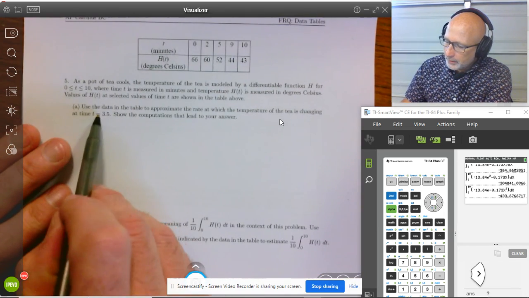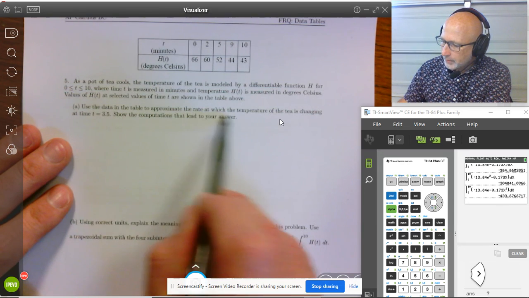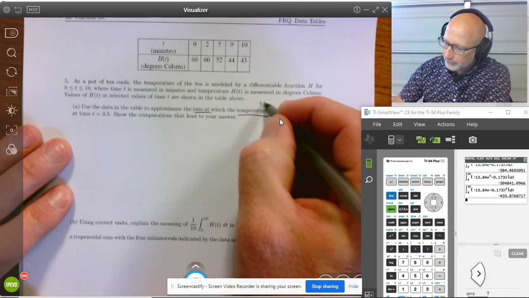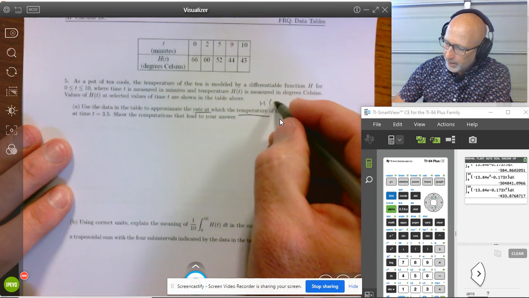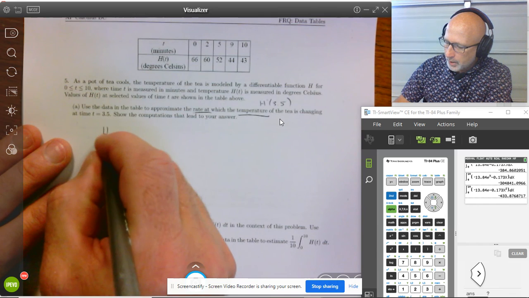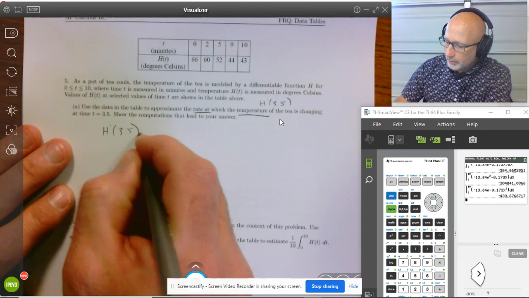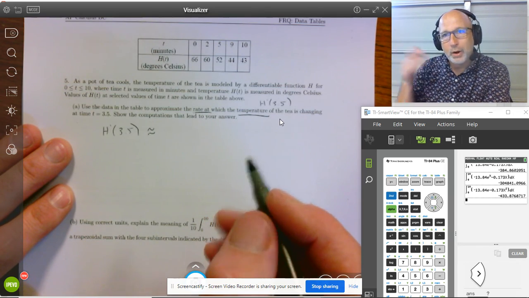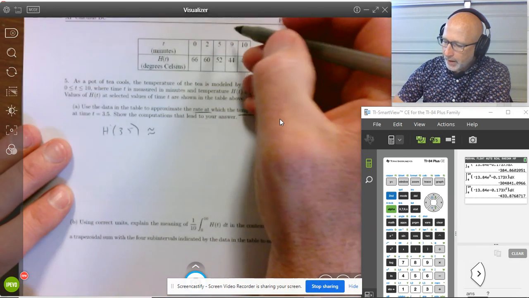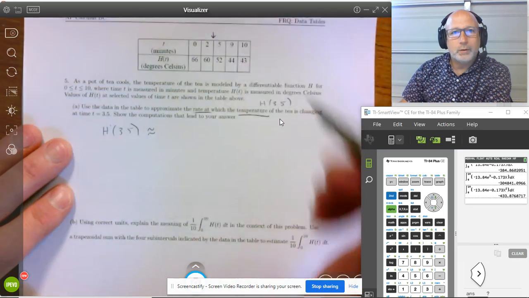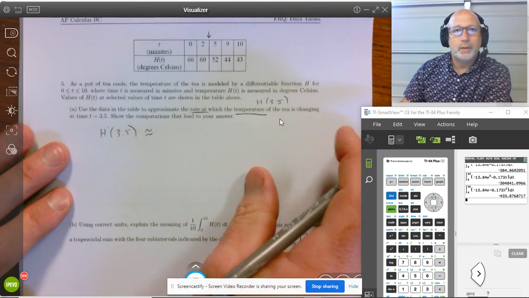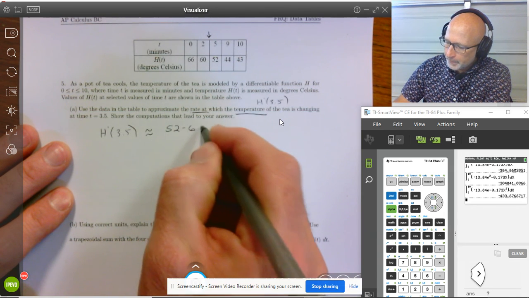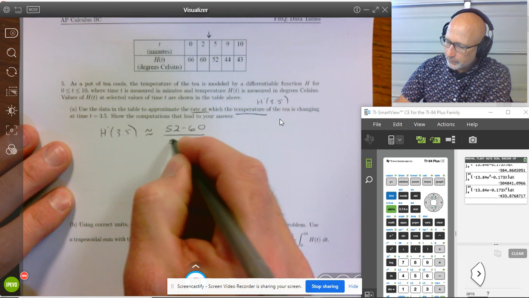Use the data in the table to approximate the rate at which the temperature of the tea is changing. The rate of the temperature is h prime of t at time 3.5. So I'm trying to figure out what h prime of 3.5 is equal to. I don't know exactly what it's equal to, but I can estimate it by going around it. 3.5 falls right in there, so all I'm going to do is find the slope of the line between those two points.